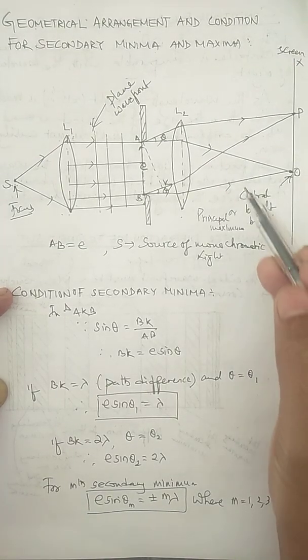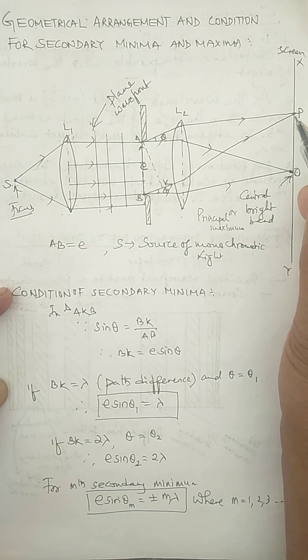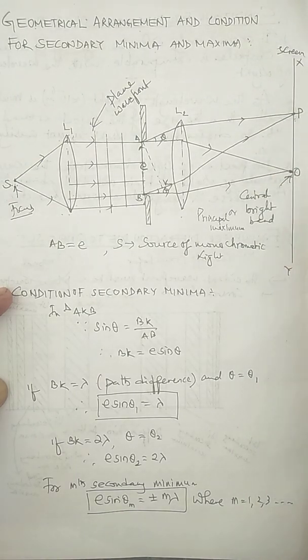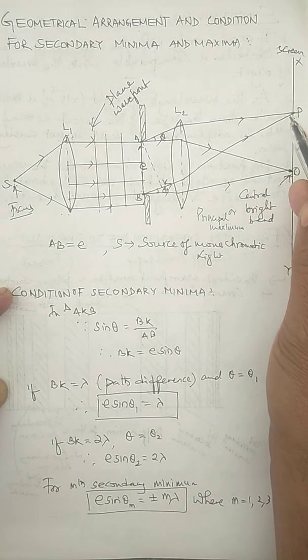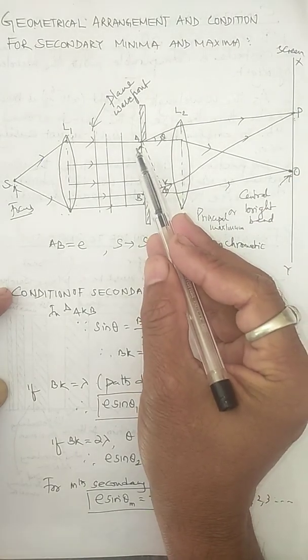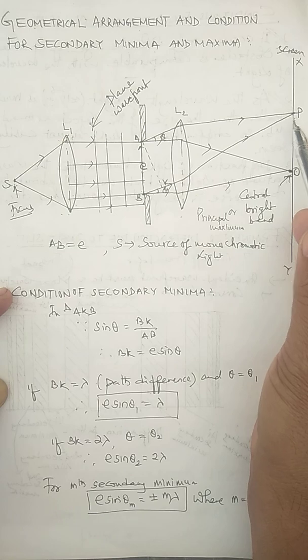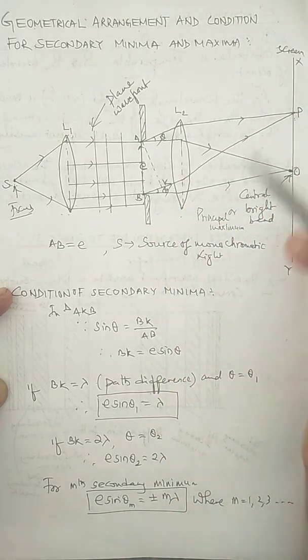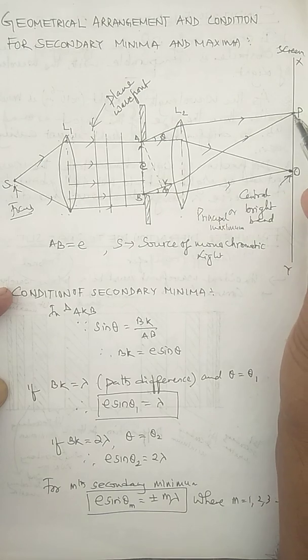Now, children, you can see on the screen there is a position P which is marked. Actually, P is the position of secondary maxima or minima formed on the screen. But this position of secondary maxima or minima is based on the path difference for the wave reaching at P. When reaching at P, the secondary wavelets have to superpose each other at P.